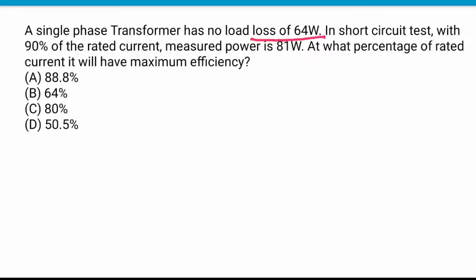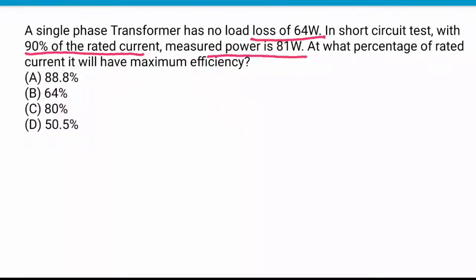In short circuit test with 90% of rated current, measured power is 81 watt. Question is at what percentage of rated current it will have maximum efficiency.